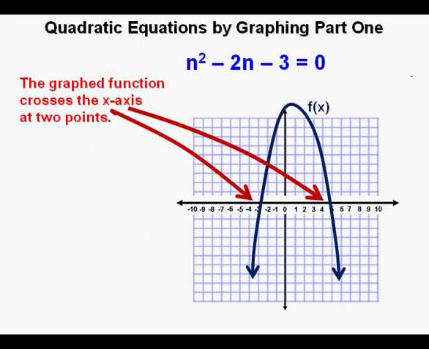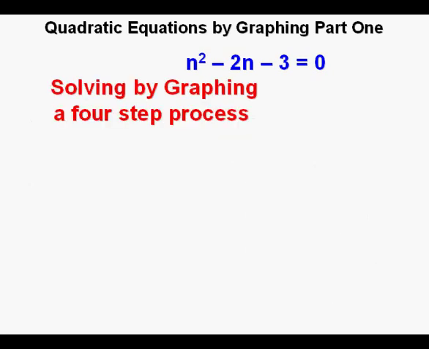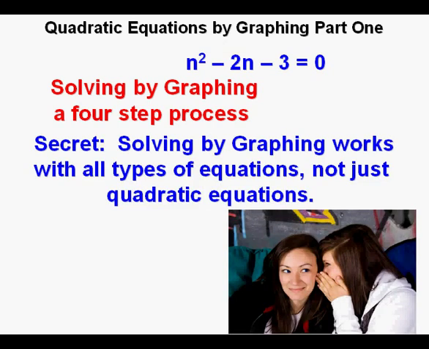For instance, this function f of x graphed here in blue crosses the x-axis at 2 points. And based on this graphed version of the quadratic function, the solutions would be x equals negative 3 and x equals 5. It's as easy as reading solutions off a number line. There is a four-step process that, when applied, will enable us to solve this or any quadratic equation using this technique. And here's a secret you might want to keep in mind from this lesson. This technique of solving by graphing applies to all types of one-variable equations, where you are just solving for real numbers, not just quadratic equations.